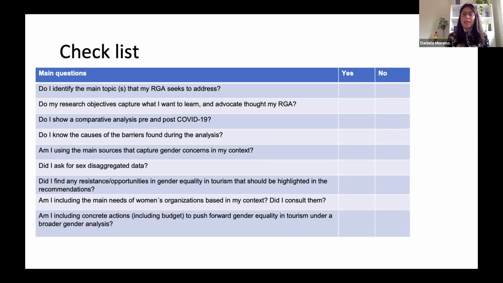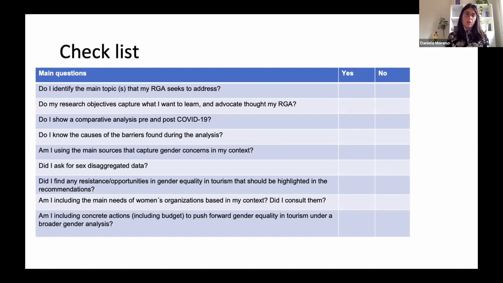Then we have another important question. Am I including the main needs of women's organizations based in my context? Did I consult them? These two questions are very important. As you may know, the second global report of women in tourism is stressing this. It's very important to include civil organizations, mostly the women's organizations. Most of the time, they are the ones that have a very good understanding about what is really happening with women in a particular context. So we need to include their needs, their concerns in our rapid gender assessment in tourism.